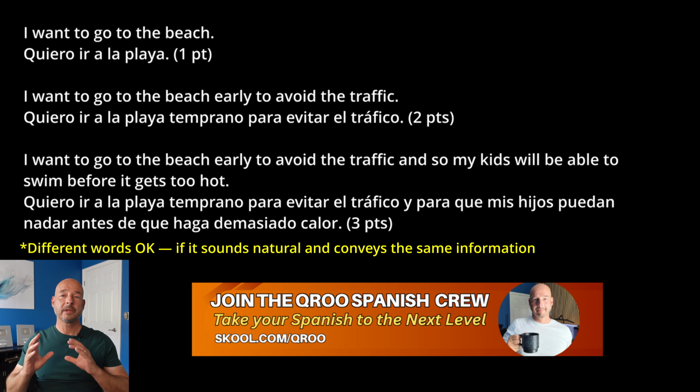So let's break down what I was looking for in the sentences here, especially that last one to make sure you get it right. What I'm really focusing on is if you notice those subjunctive triggers. The phrase para que mis hijos puedan nadar requires subjunctive. Make sure it's puedan and not pueden. That's what I'm looking for. And another subjunctive trigger in there is antes de que. Haga is what I'm really looking for there. That is the subjunctive. Okay, if you got all that, that is fantastic. That is an advanced structure right there.